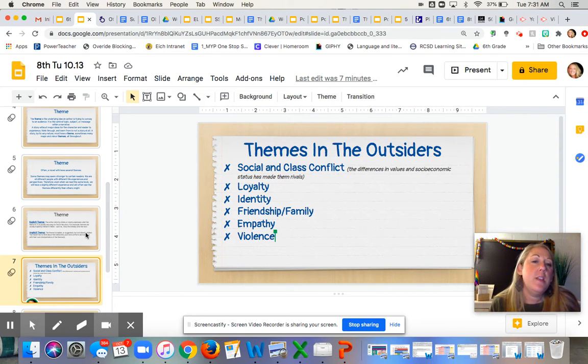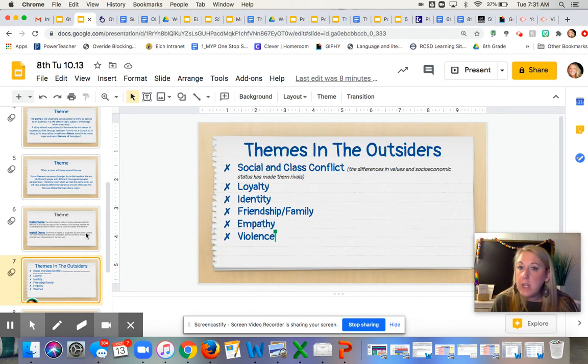So the first one, and usually most people agree that this is the major theme of The Outsiders, is social and class conflict. So the differences in values and the socioeconomic status has made them rivals. And by them, I'm sure you know, I mean the greasers and the socs. Okay, so why different people can't get along? Because of their values and their socioeconomic status.